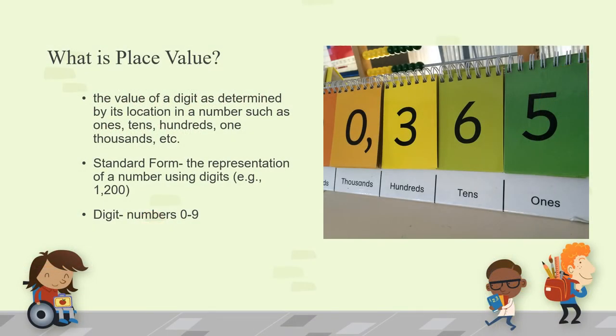Let's review our vocabulary with place value. What is place value? Place value is the value of a digit as determined by its location in a number, such as ones, tens, hundreds, thousands, and etc. Today we are writing our place value digits in standard form. That's the representation of a number using digits. For example, 1200 would look like that when we are writing it in standard form. Also, a reminder, a digit is one of the numbers 0 through 9. Let's get started with our game.